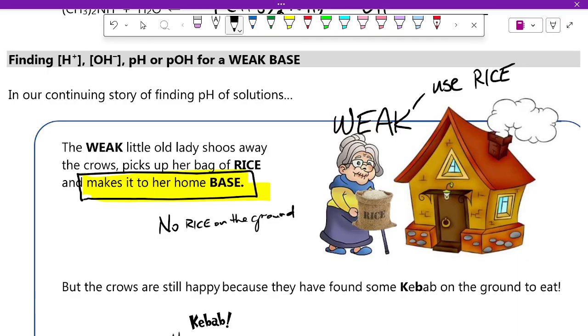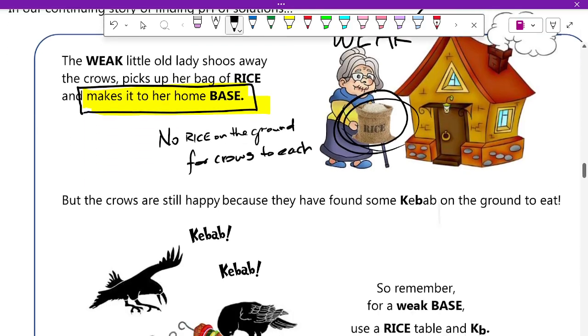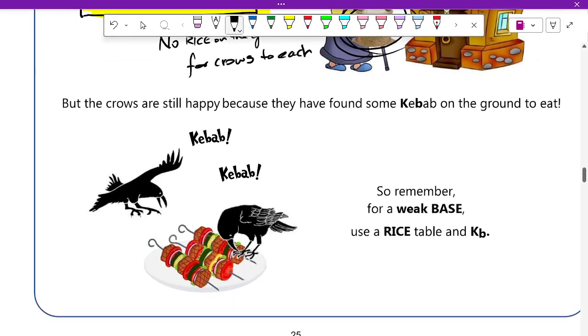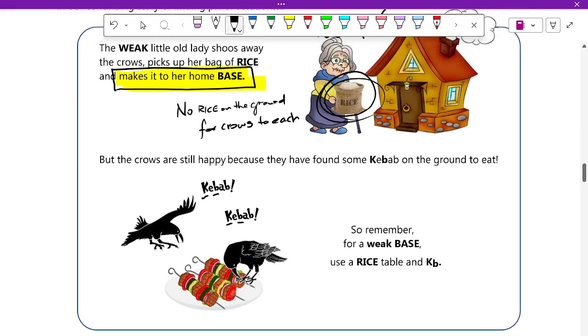For the crows to eat. But she still has her bag of rice, so you're going to use rice. But the crows are happy because they found some kebab on the ground. And they cry, kebab, kebab. So it's KB, KB. So you're going to use rice and KB when she makes it to her home base because they're now eating kebab. Okay, so for a weak base, you're going to use rice and KB.